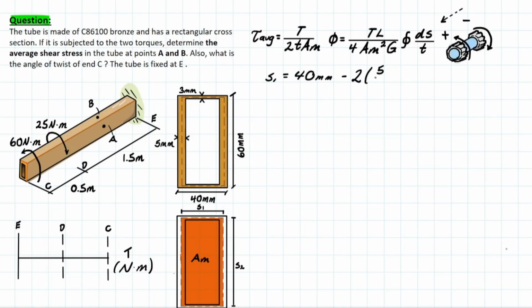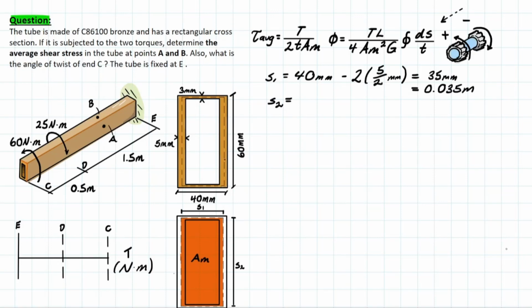So you have 2 times 5/2 millimeters, which will leave us with 35 millimeters, which is equivalent to 0.035 meters, which is important because of our given units in the problem. We're going to do the same thing for S2 using the same logic.